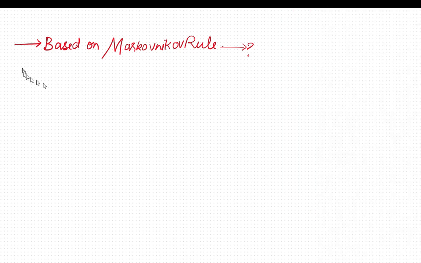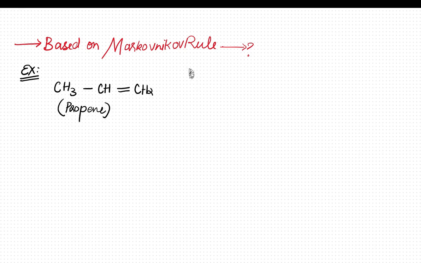First of all, I'm taking an unsymmetrical alkene here, propene, which looks something like this: CH3-CH=CH2. This is my propene, and I am going to react it with a hydrogen halide. Let's say I'm going to react it with hydrogen chloride. You can react it with any hydrogen halide you like, but I'm going to react it with hydrogen chloride.